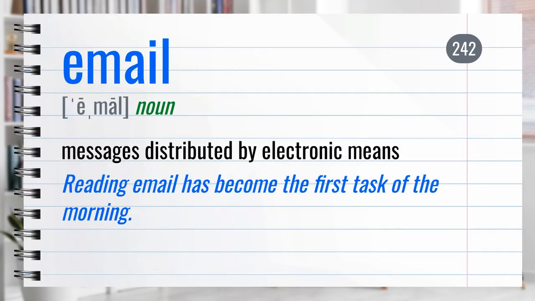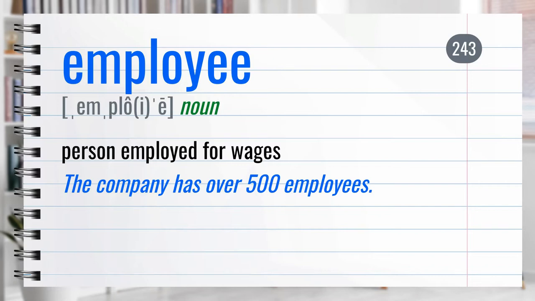Email. Email means messages distributed by electronic means. For example, reading email has become the first task of the morning. Employee. Employee means person employed for wages. For example, the company has over 500 employees.